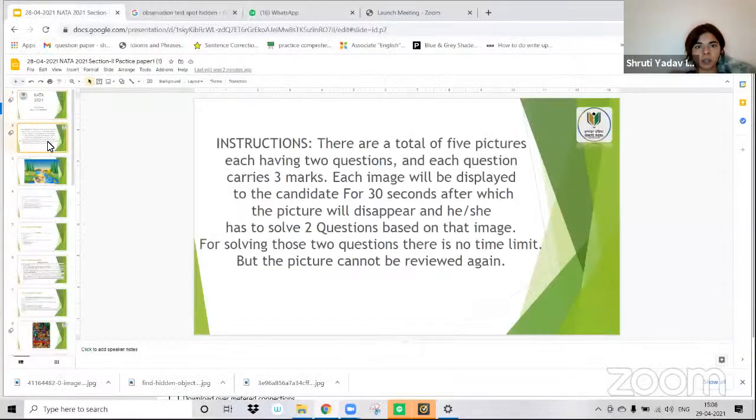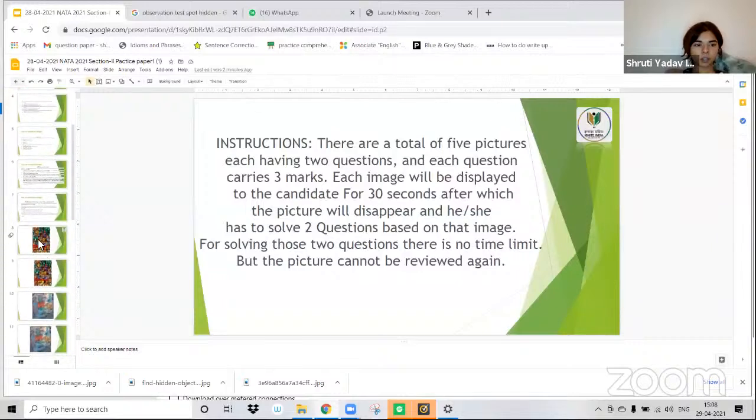Questions. The pattern is the same, the instructions remain the same. I'll be showing you a picture for 30 seconds, and after that I'll be presenting you certain questions which you have to answer. Depending on the different kind of images that we'll be taking up, the number of questions or the type of questions will change, because right now we're focusing on the practice. However, the time that the picture would be shown will remain the same.